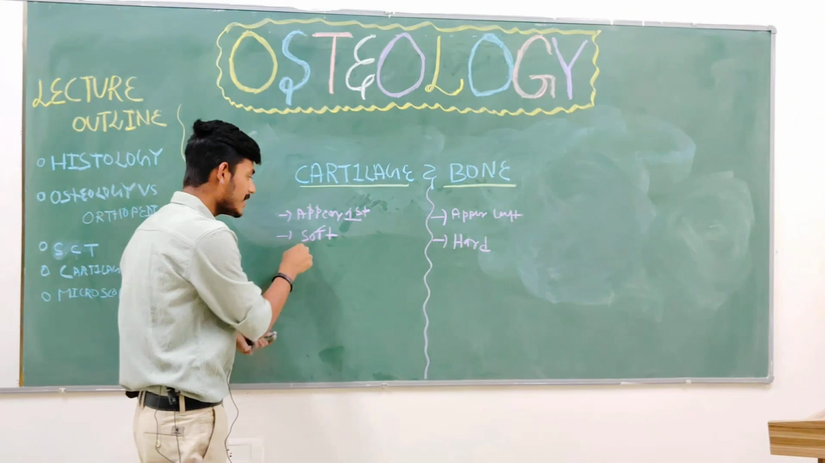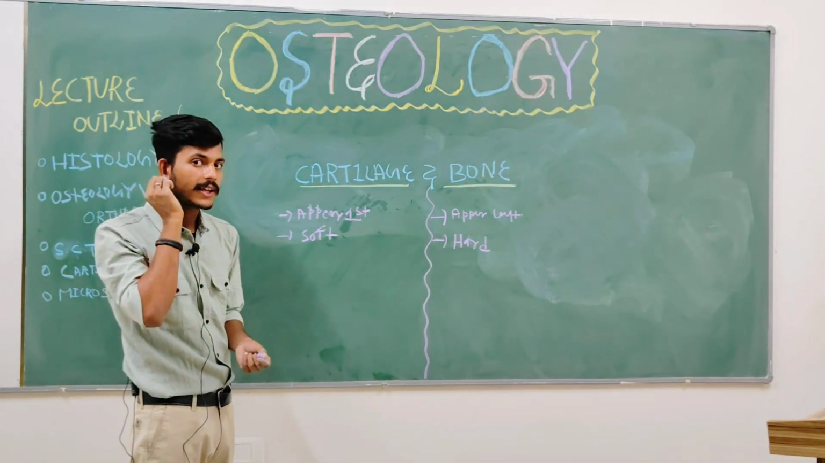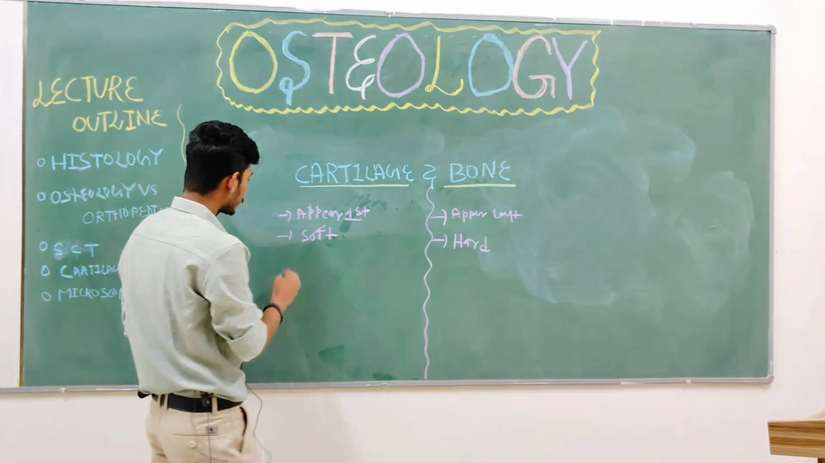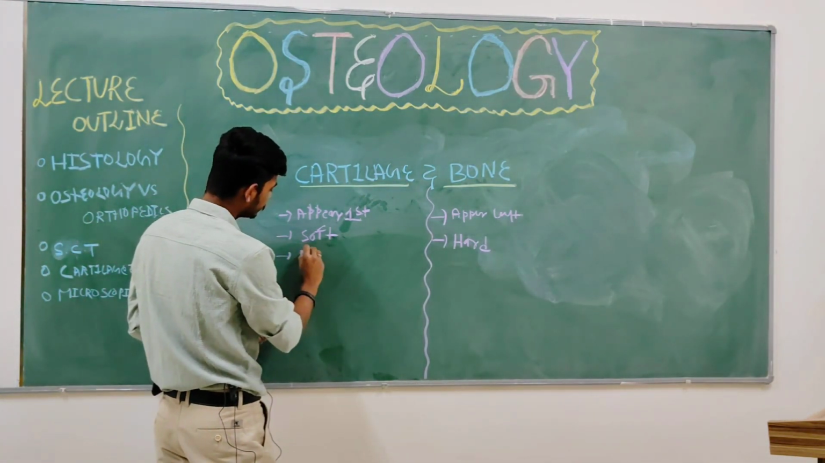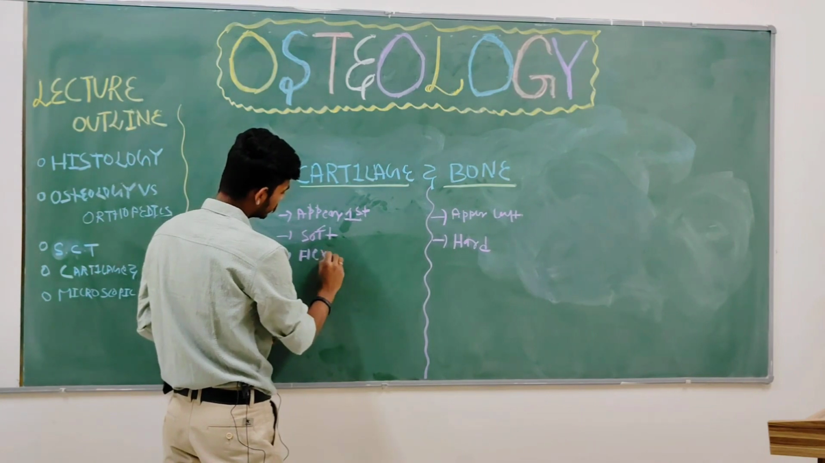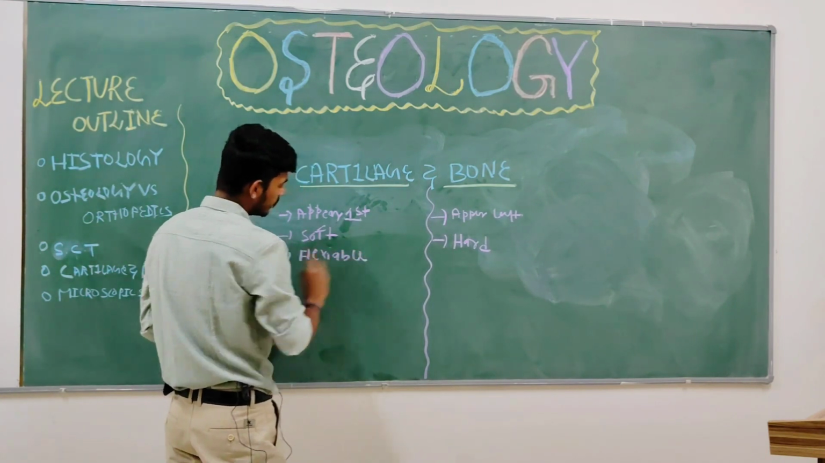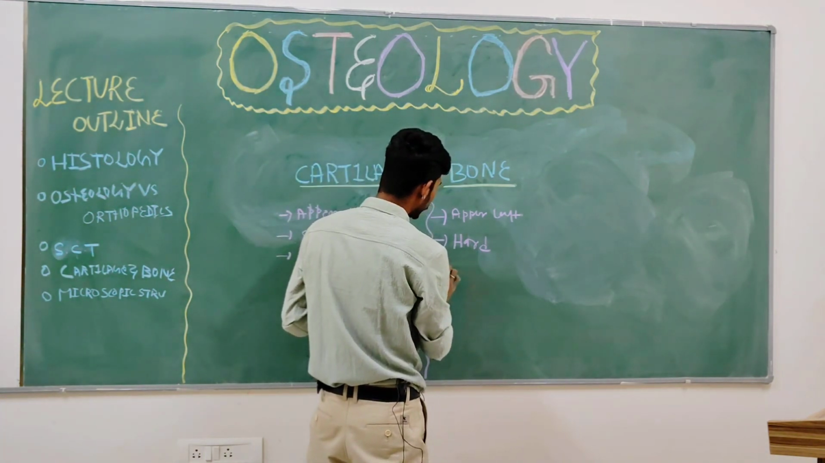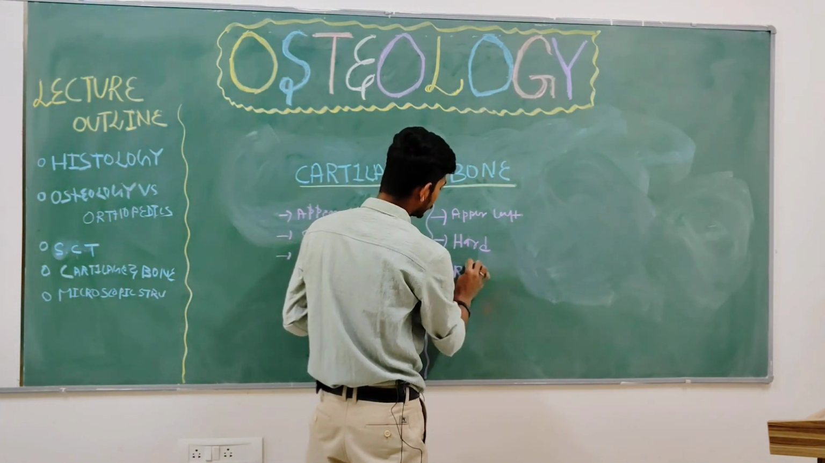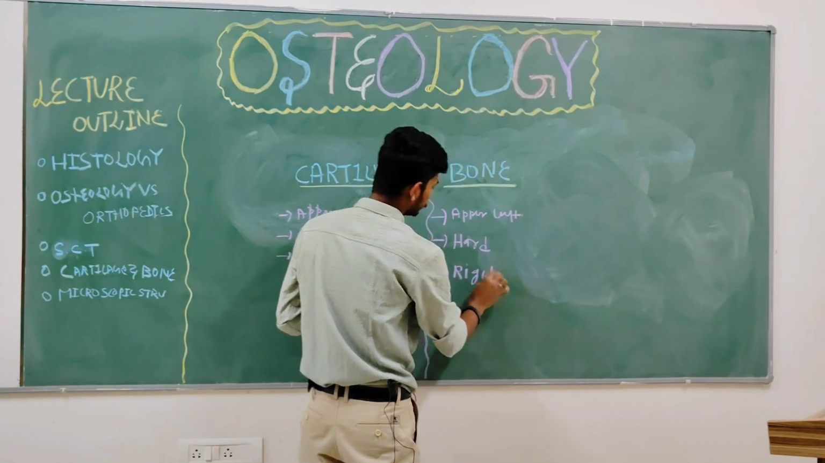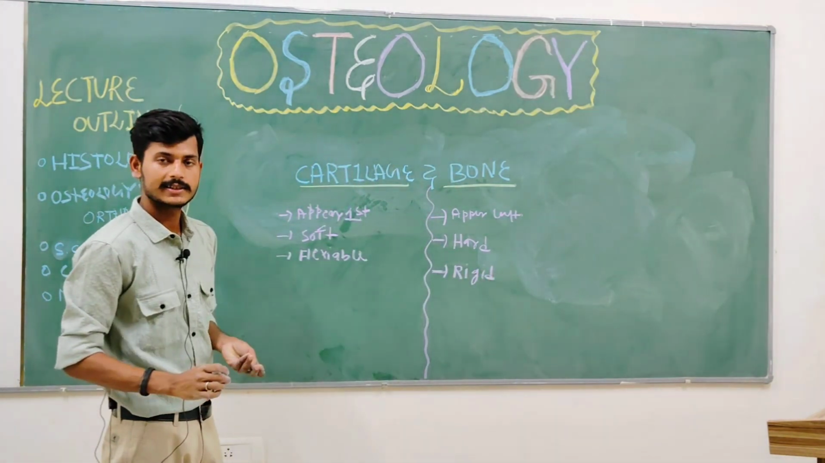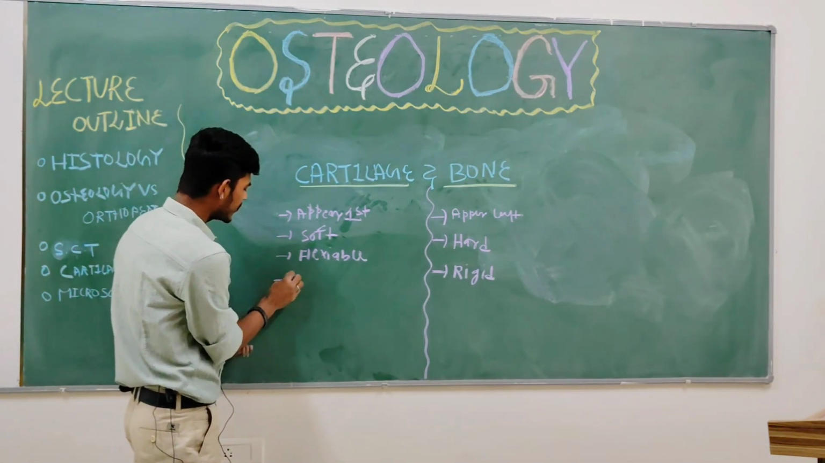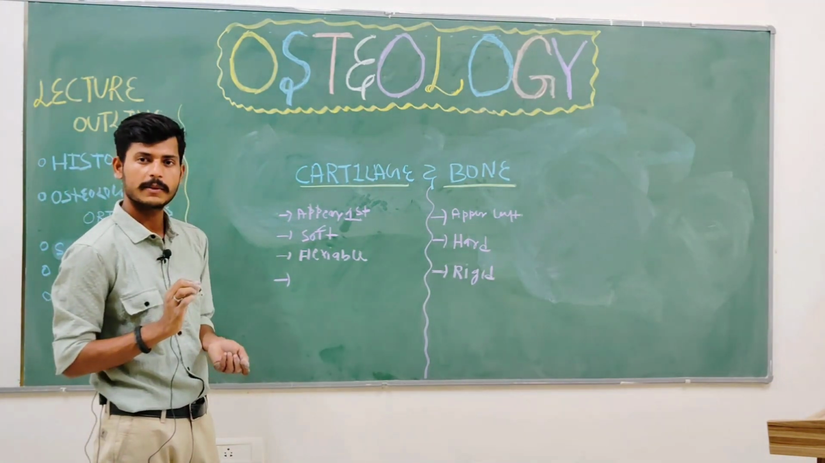Now, since it is soft, it means it's flexible. You can move the cartilage. So cartilage is flexible, whereas bone is rigid. Clear? Now, what makes cartilage soft?